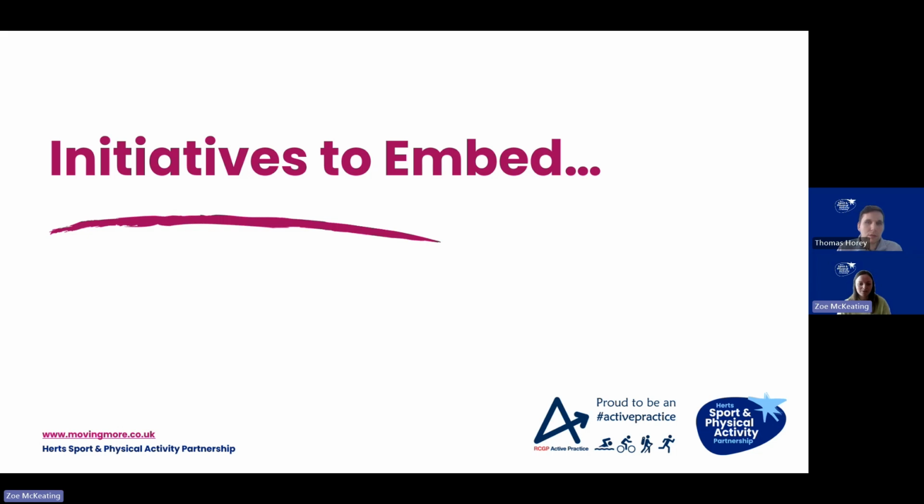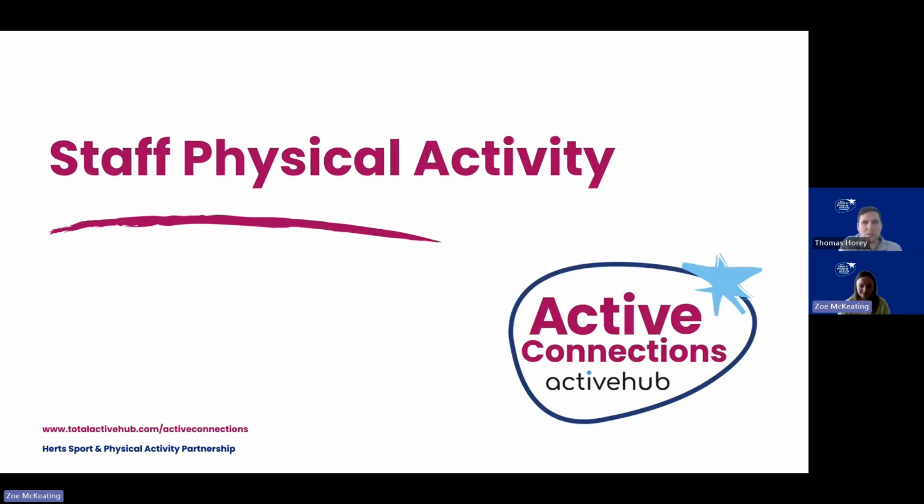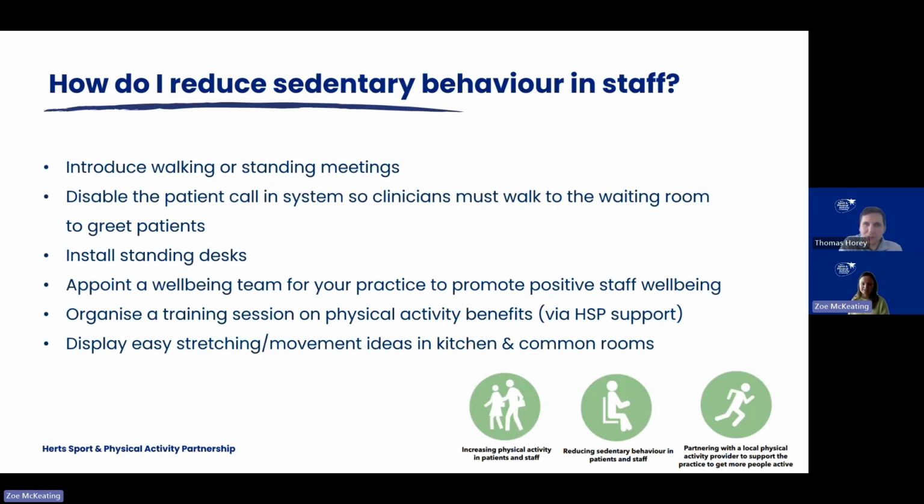So we're just going to touch now on breaking down those initiatives, breaking down the 5 objectives and demonstrating specifically how you can do this. So we'll start with staff physical activity and specifically on reducing sedentary behaviour. You'll see a lot of these overlap as well. There's things that can replicate in multiple objectives. So yeah, don't let that put you off.